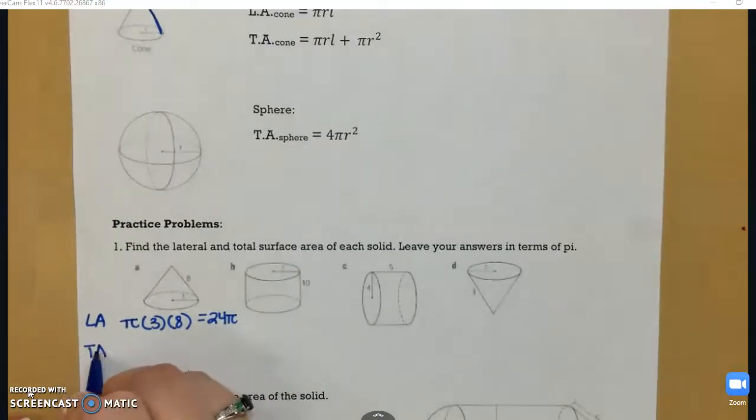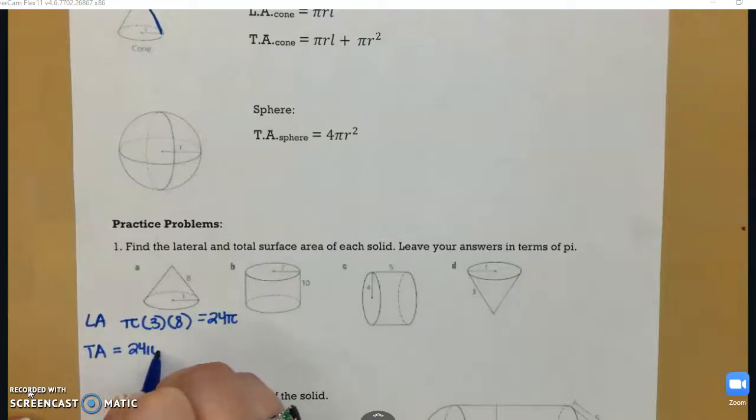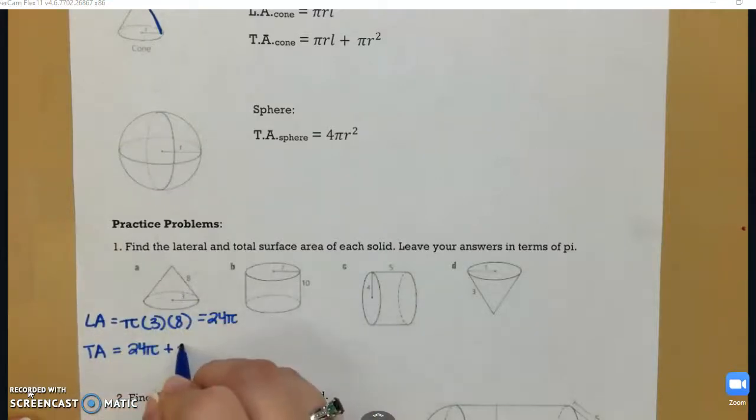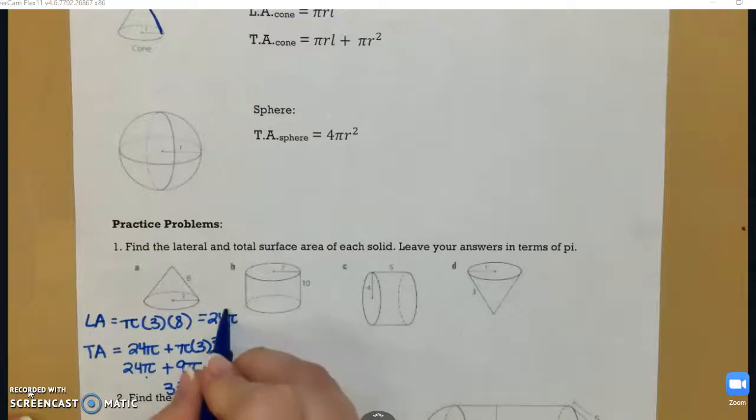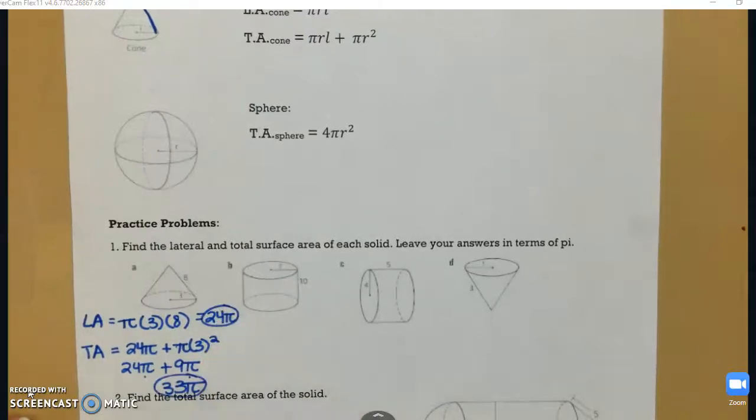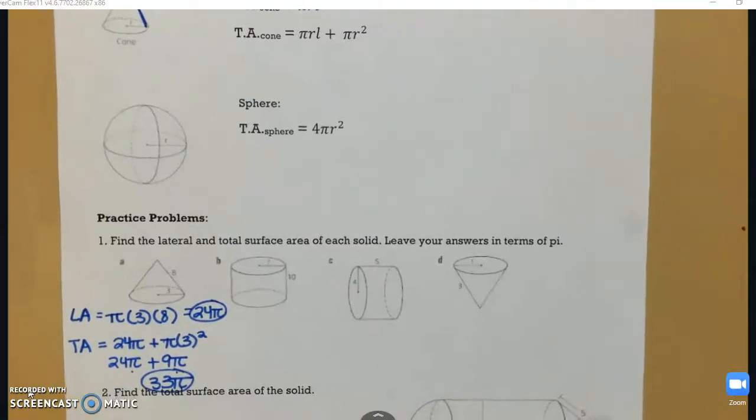And our total surface area is going to be that lateral surface area plus the area of our circular base, which is pi r squared. And again, r is 3. So that's 24 pi plus 9 pi. And because these are like terms, they both have pi, I can add them together and get 33 pi. So lateral, total for our cone.